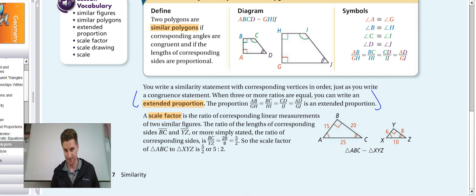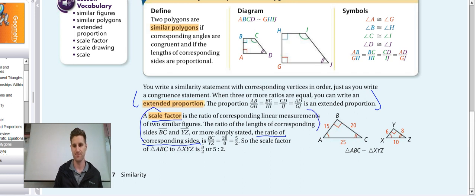And a scale factor. A scale factor is a ratio of corresponding linear measurements of two similar figures. The ratio of lengths of corresponding sides, BC and YZ, or more simply stated, the ratio of corresponding sides. So that is key. The ratio of corresponding sides is what we're looking for in a scale factor. So you want to write that down. Alright, almost done with our vocab.